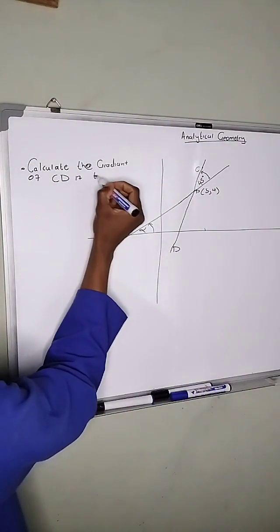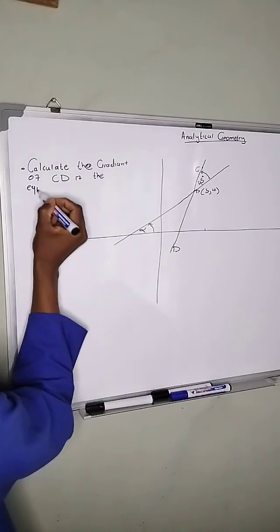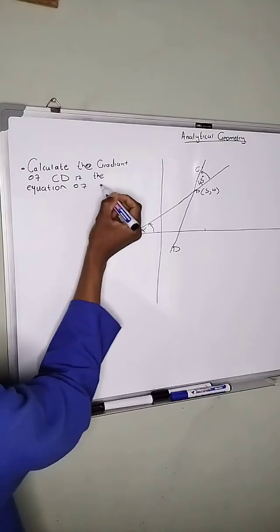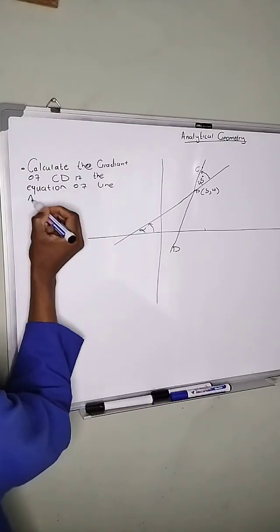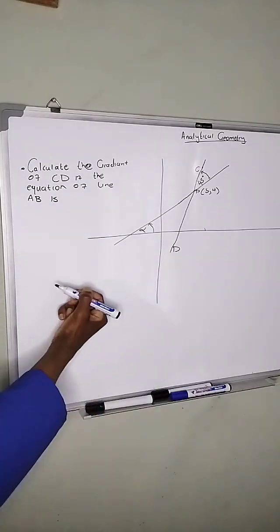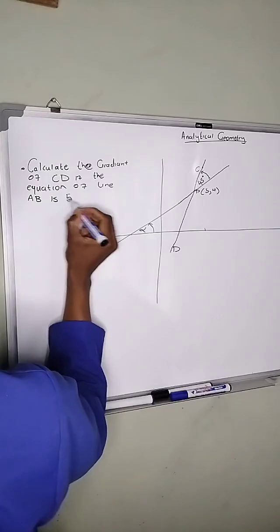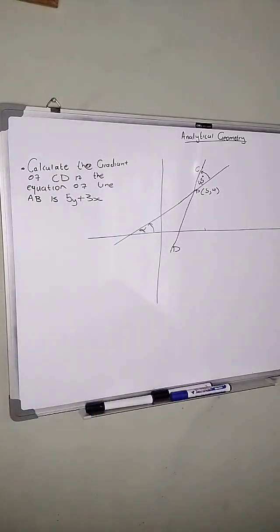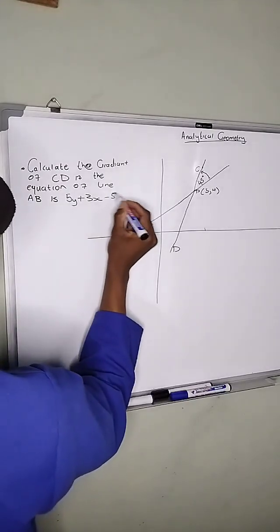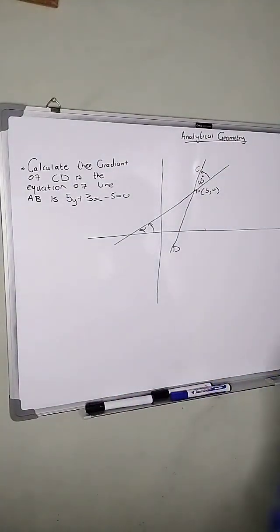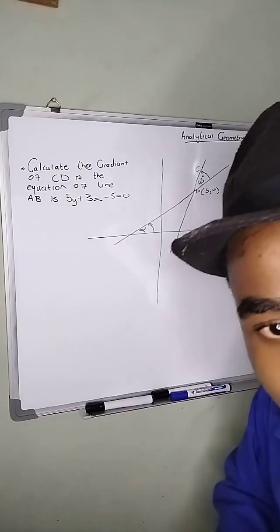If the equation of line AB is 5y plus 3x minus 5, it's going to be equal to 0. So how do we calculate the gradient?